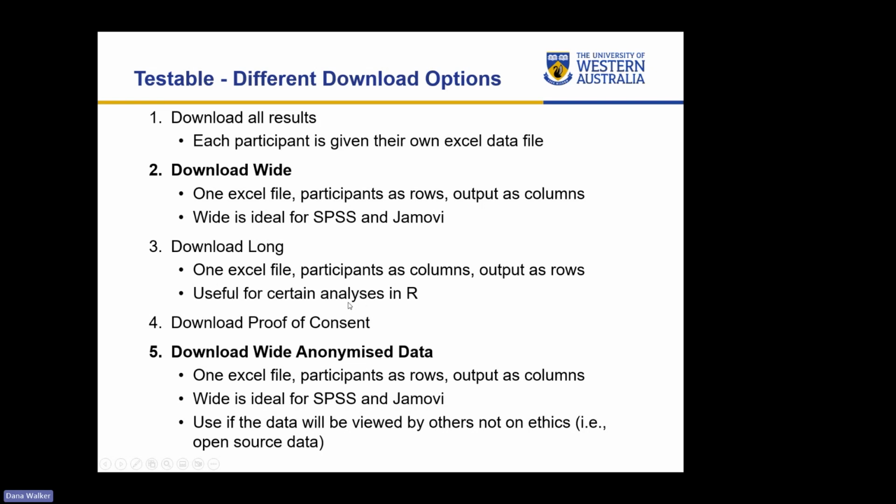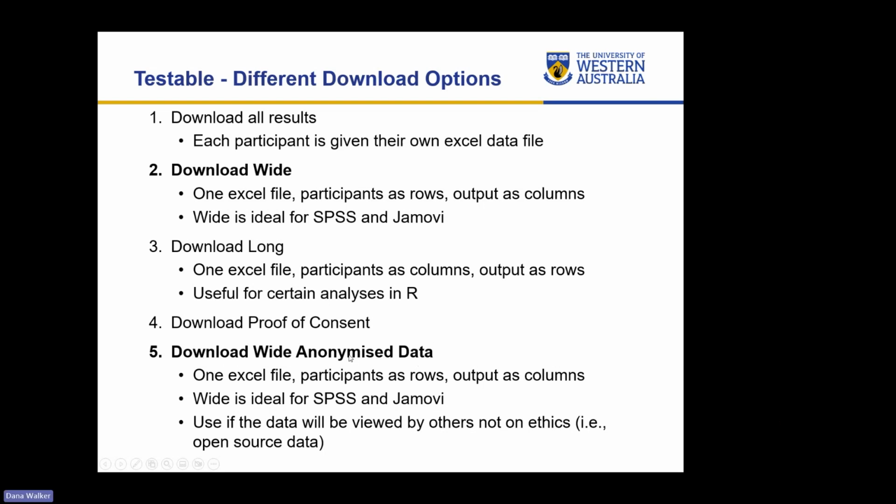You can download everyone's proof of consent. My understanding of this is if you used Testable's consent function. Some people put their consent within their trial file, in which case that data will be in the output. Whereas I tend to use Testable's consent function in the settings, which means that you can download the consent form separately and it's not in your data file. So it depends on how you've set up your experiment, where the consent will be. Will it be in your output? Will it be in a separate place where you need to download it and keep it?